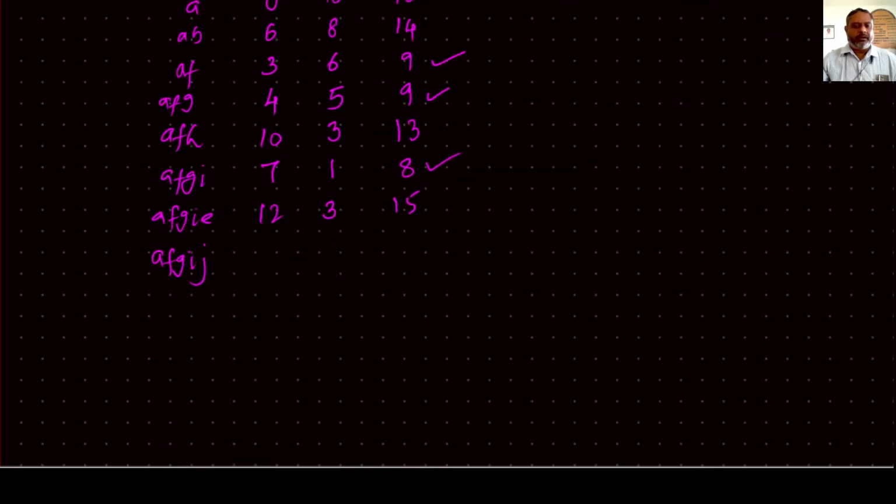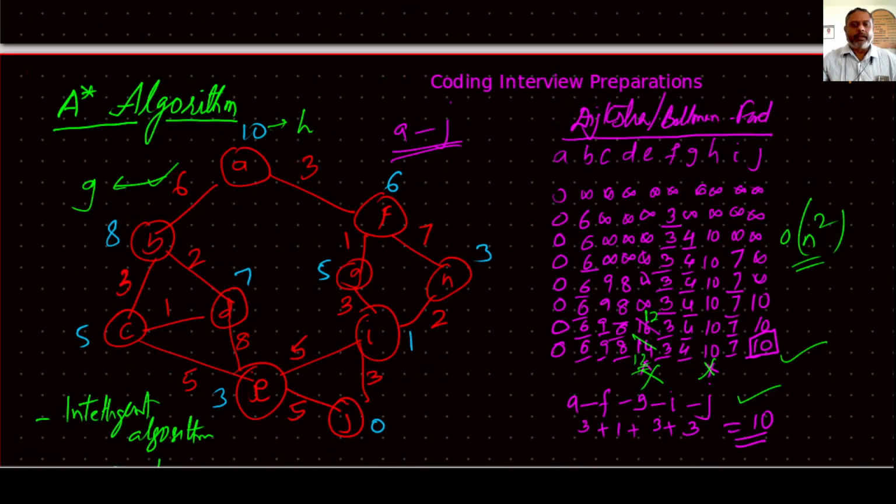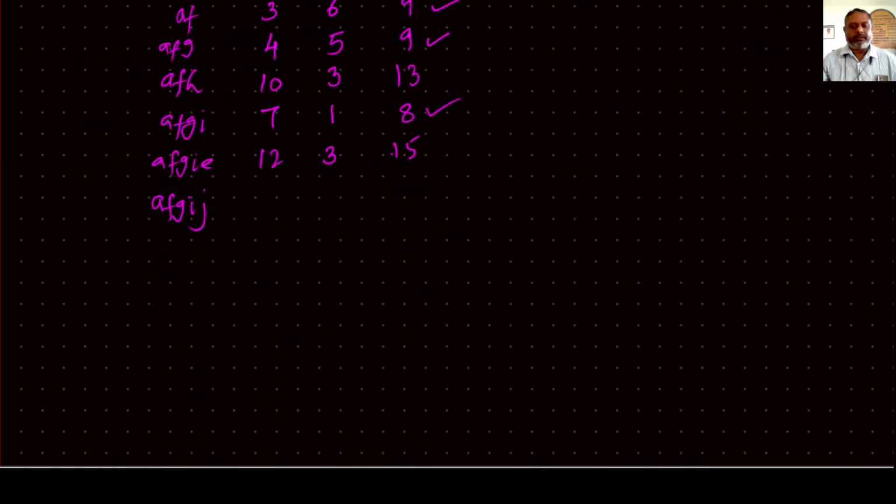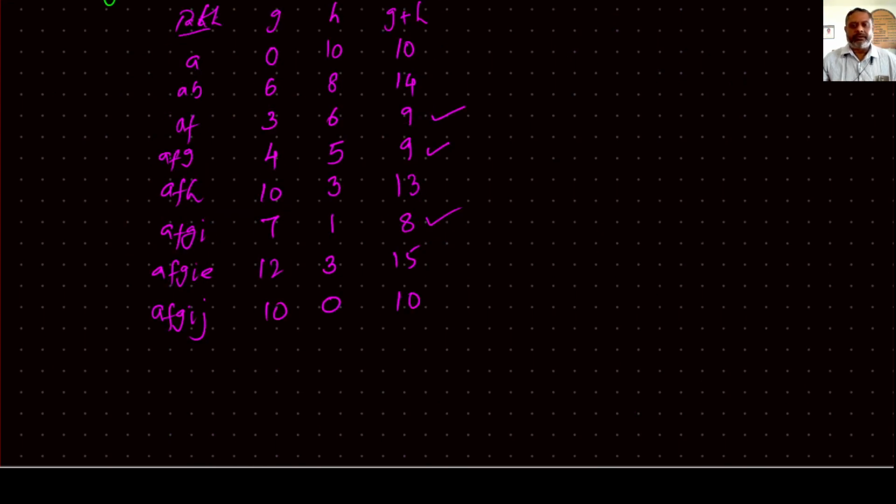Whereas AFGIJ, AF 3, FG 1, GI 3, IJ 3. So 3 plus 1 plus 3 plus 3, that's 10. And we have reached the destination, therefore nothing to extend. So we have reached the destination.